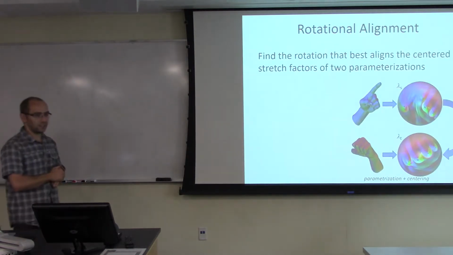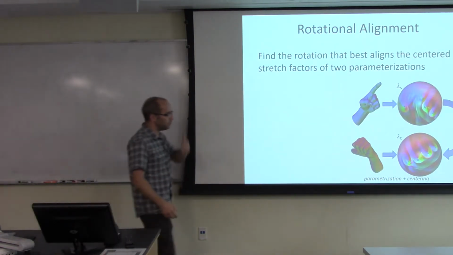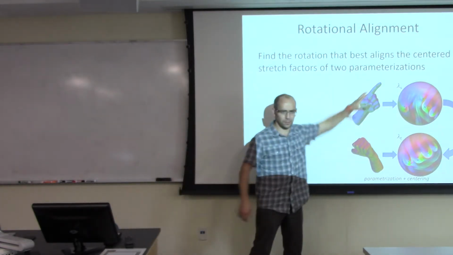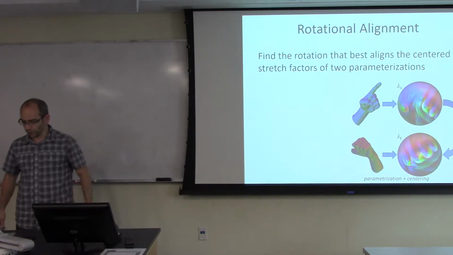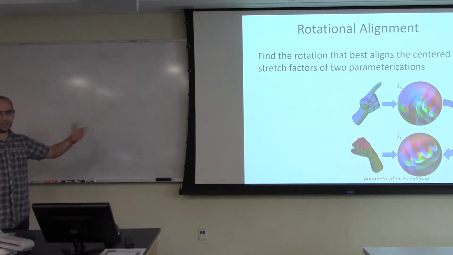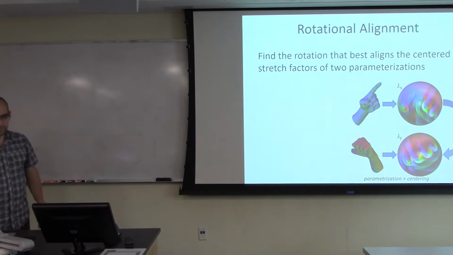This is sort of applying standard signal processing. Right? We had two shapes. We mapped them to the sphere. We did conformal parametrization. We even moved it so that the center of mass is at the origin. And now we'd like to find the rotation that best aligns these two spherical functions.